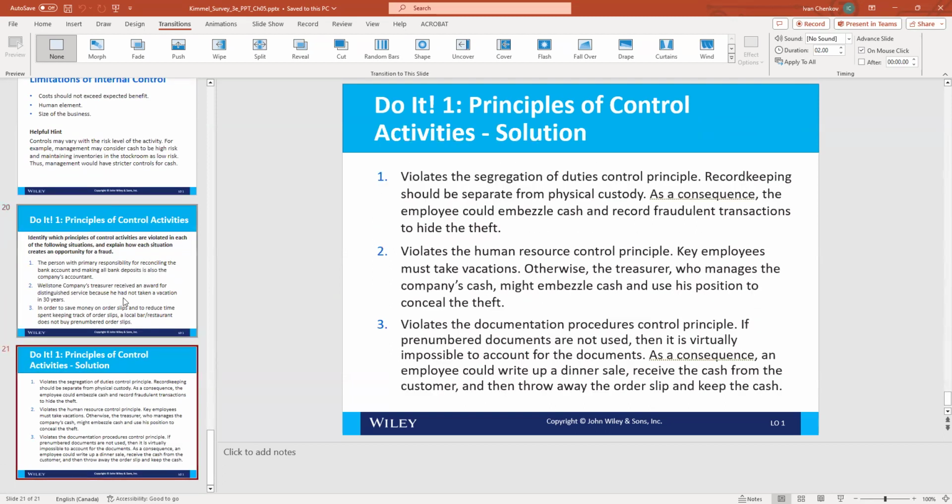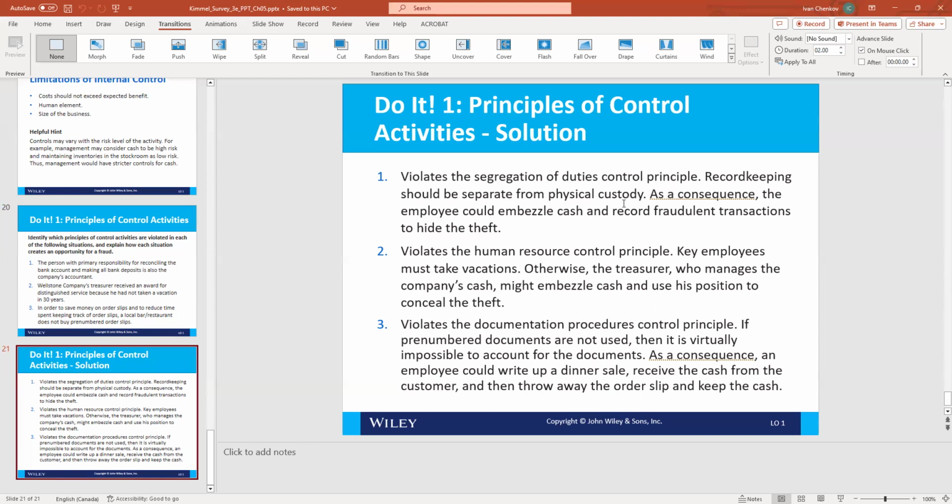Next, those will be the solutions. First, the violation of segregation of duty. Record keeping should be separate from the physical custody. As a consequence, the employee could embezzle the cash and record fraudulent transactions to hide the theft.